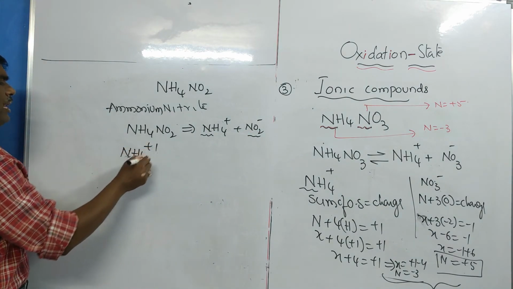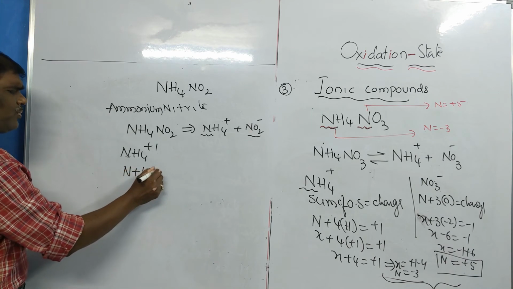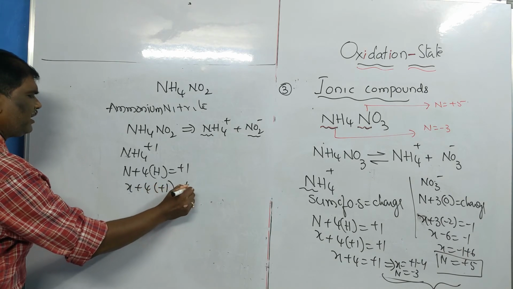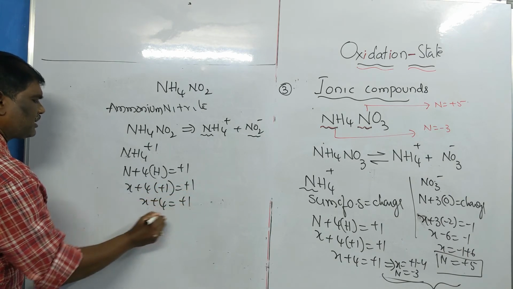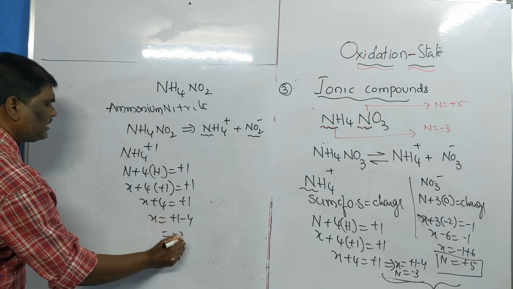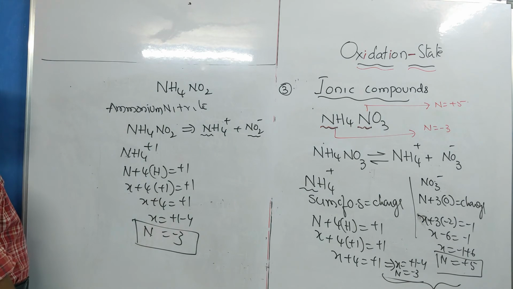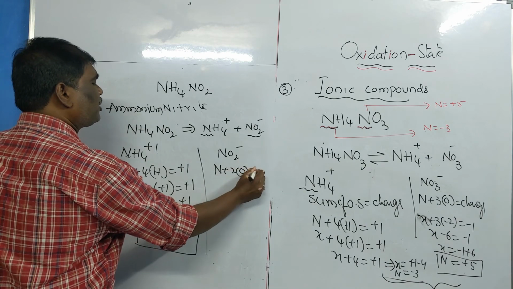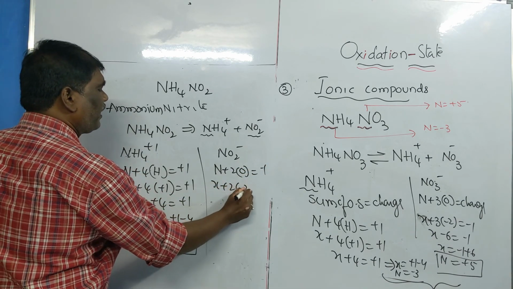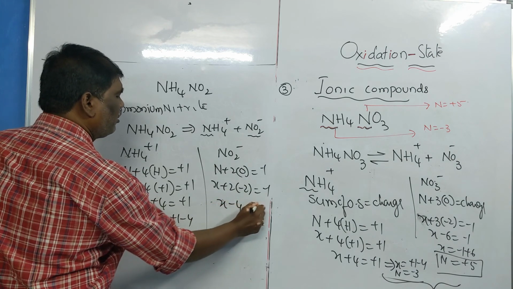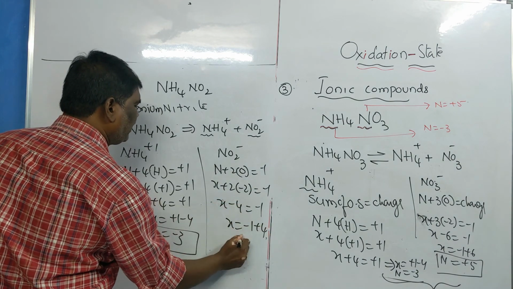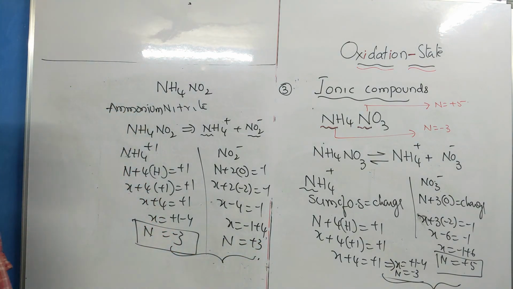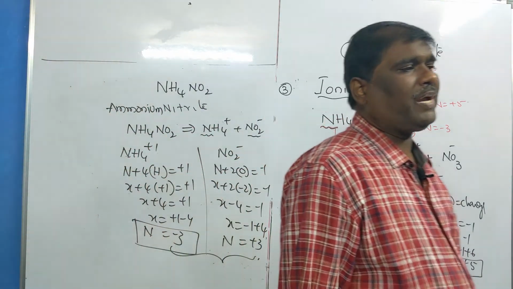NH4 plus. You learned how to calculate this one. Nitrogen plus 4 hydrogens is equal to the charge. Nitrogen X plus 4 into plus 1 equal to plus 1. X plus 4 equal to plus 1. So X we are getting plus 1 minus 4, which means minus 3. So the nitrogen oxidation state is minus 3. Similarly, in the NO2 minus ion, the sum of oxidation states is equal to the charge. X plus 2 into minus 2 equal to minus 1. X minus 4 equal to minus 1. X equal to minus 1 plus 4, which means plus 3. Thus it has two oxidation states. So these are the questions asked with respect to ionic compounds.